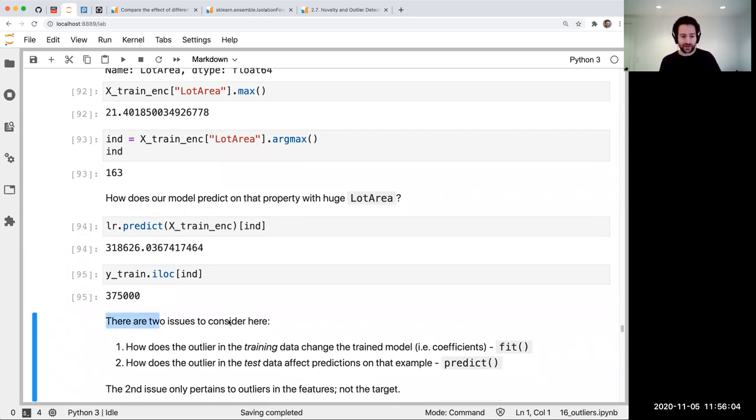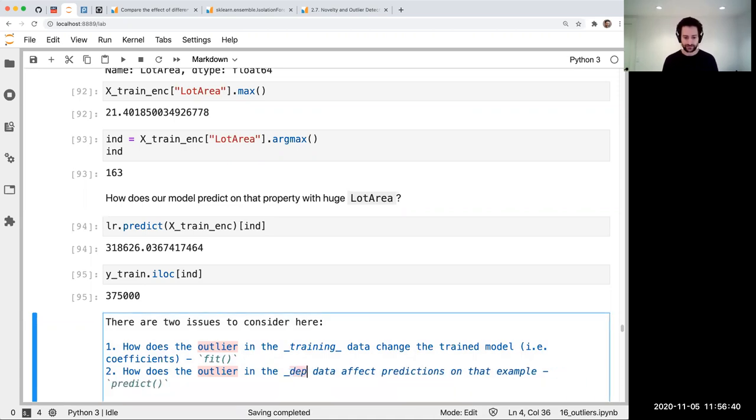Now I want to talk about splitting things up further. There's two types of outliers you might encounter. There's an outlier in your training data. So you may have a giant value of a lot area or a giant value of a house price, and that's going to affect the trained model in fit. And if the outlier was a mistake, that's going to mess up your model. The other type of outlier for you to be on guard for is the outlier in test data or deployment data. I think I would really rather say deployment here.